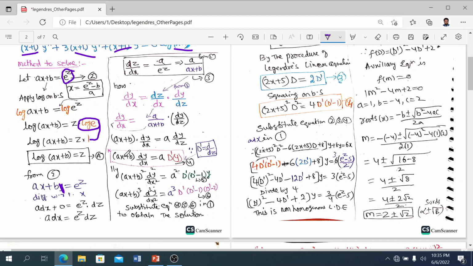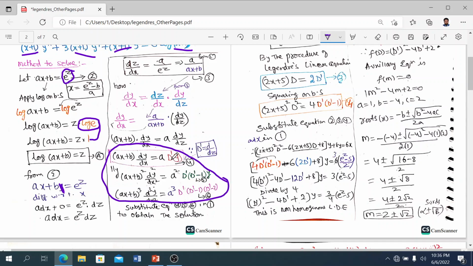Similarly, for (ax+b) squared: (ax+b)^2 d^2y/dx^2 = a^2 D'(D'-1) y. Similarly, (ax+b) cubed: (ax+b)^3 d^3y/dx^3 = a^3 D'(D'-1)(D'-2) y. Remember all these three formulae, they will be useful in problems.